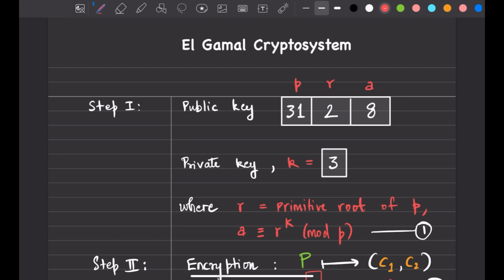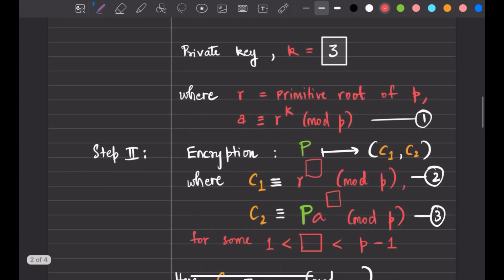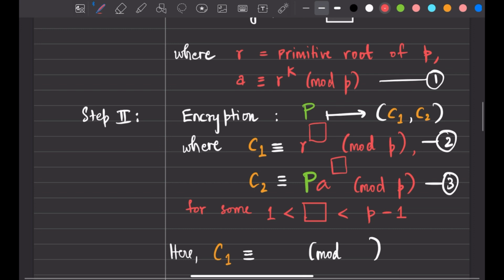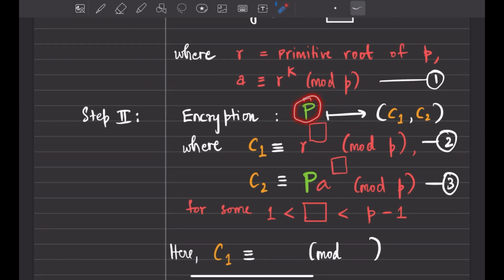modulo P. Now let's go to the second step, which is the encryption process. The encryption process involves converting a plain text into a combination of two different ciphertexts, where the first ciphertext is the primitive root raised to some power, let us call it J. The second ciphertext is the plain text times A, the third number of our public key, raised to the same power J, where J is any number that you can choose between 1 and P minus 1, which in our case will be 31 minus 1, 30.